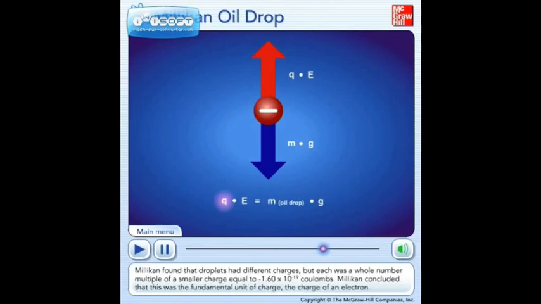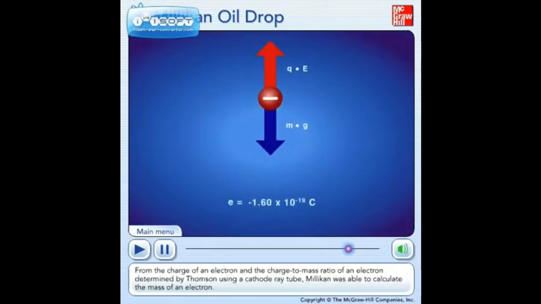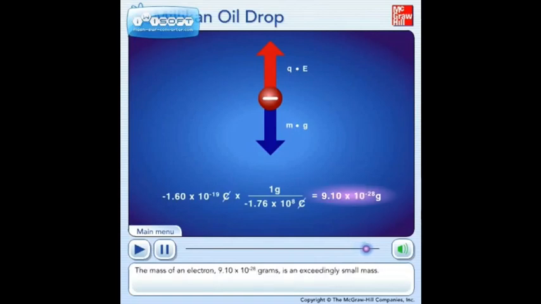Millikan found that droplets had different charges, but each was a whole number multiple of a smaller charge, equal to negative 1.60 times 10 to the negative 19th coulombs. Millikan concluded that this was the fundamental unit of charge, the charge of an electron. From the charge of an electron and the charge-to-mass ratio of an electron determined by Thomson using a cathode ray tube, Millikan was able to calculate the mass of an electron. The mass of an electron, 9.10 times 10 to the negative 28 grams, is an exceedingly small mass.